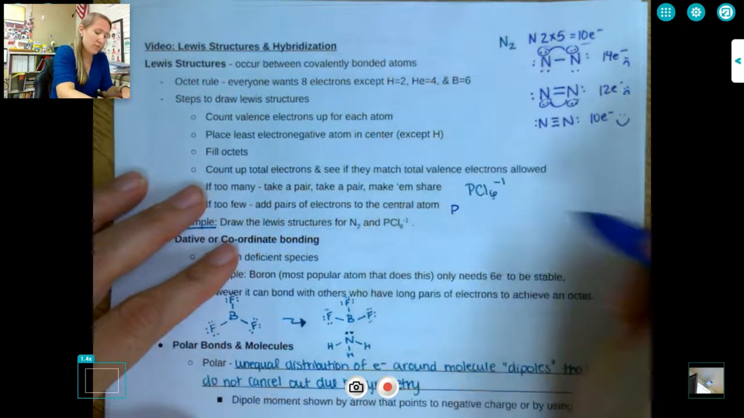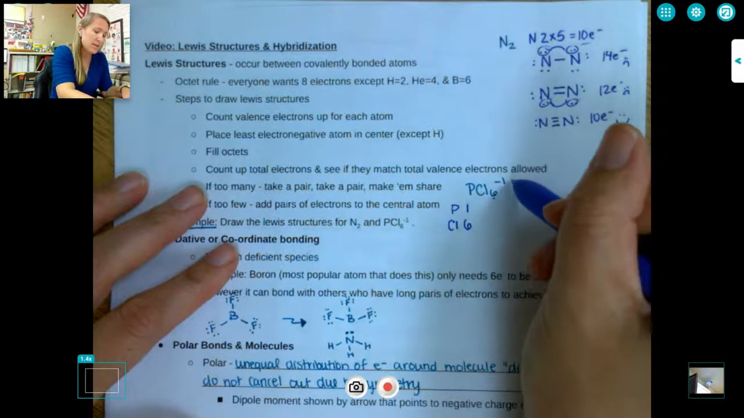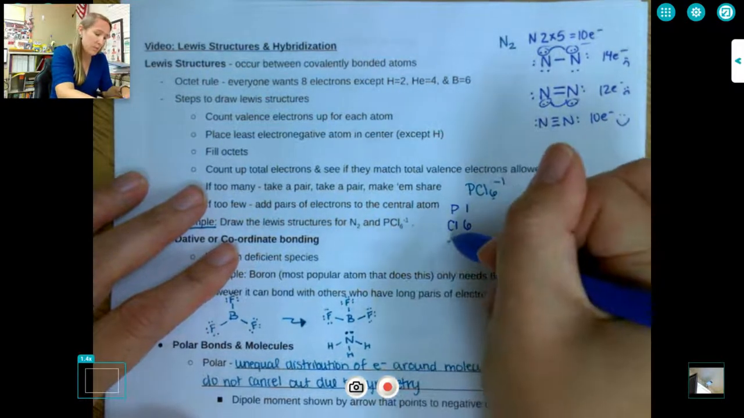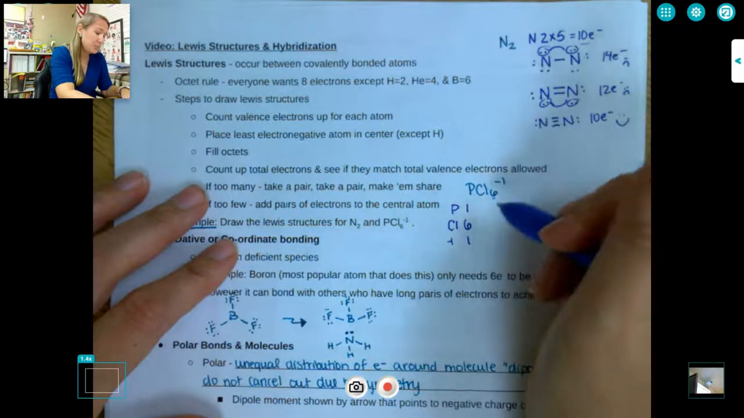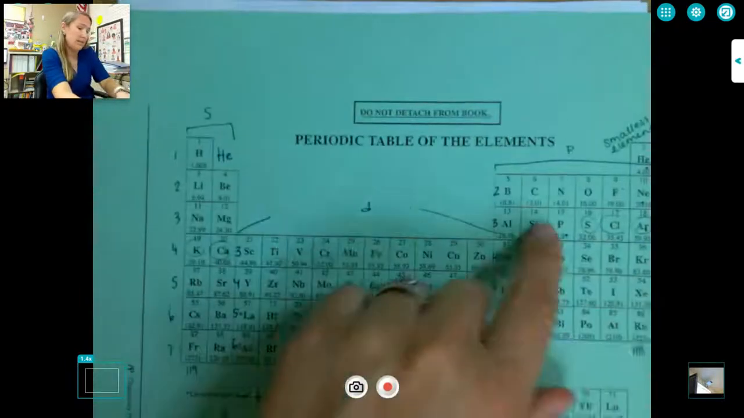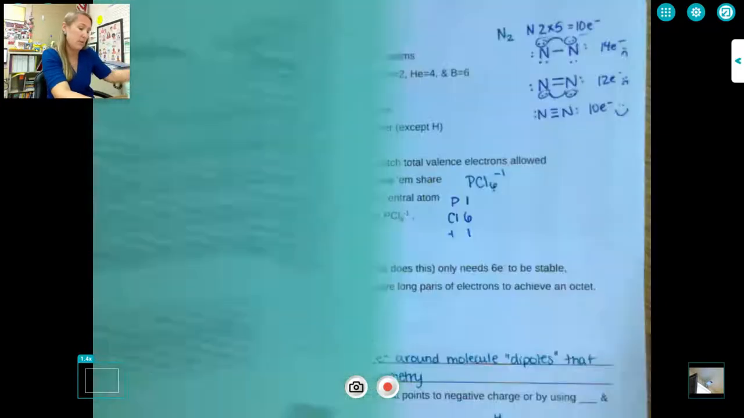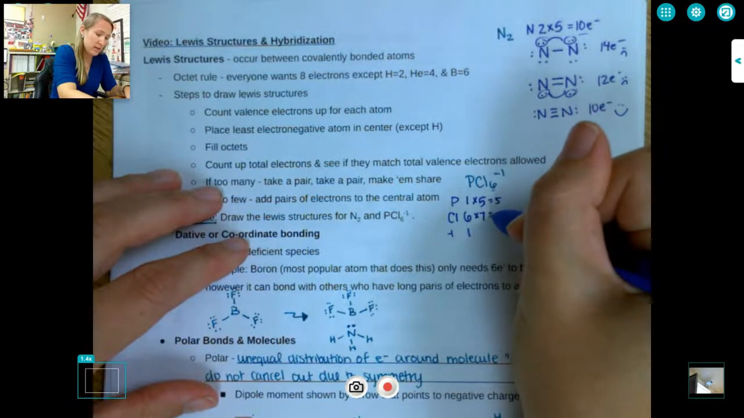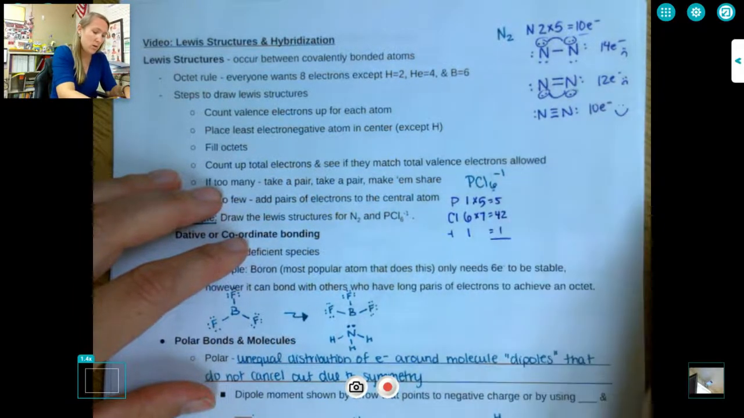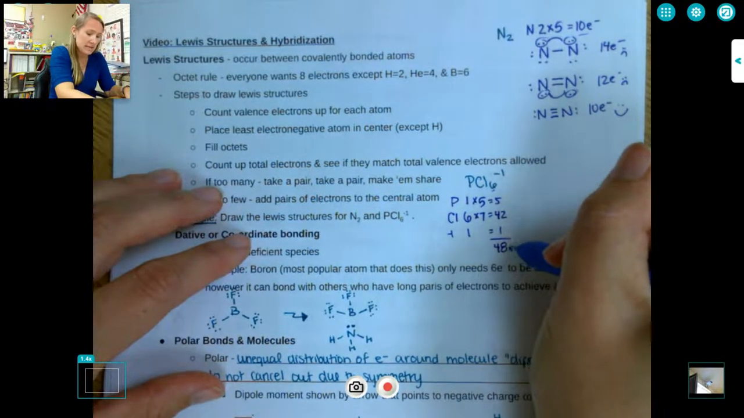So we've got phosphorus and chlorine: 1 phosphorus, 6 chlorines, and then I've got this -1 charge. That means that we're adding an electron to have paired electrons and everybody be satisfied. So phosphorus is underneath nitrogen, so 5. Chlorine over here has 7. So 1 times 5, 6 times 7 is 42, and 1 is 43, and 5 makes 48 electrons.